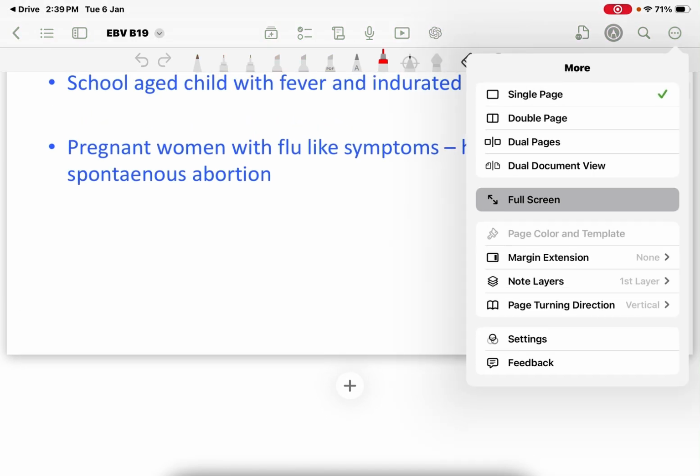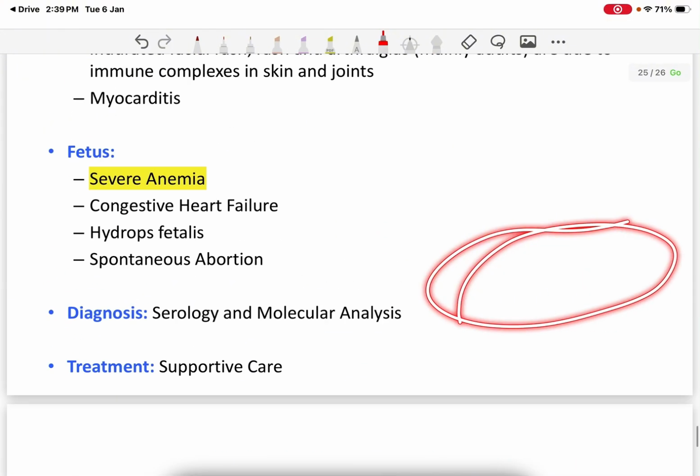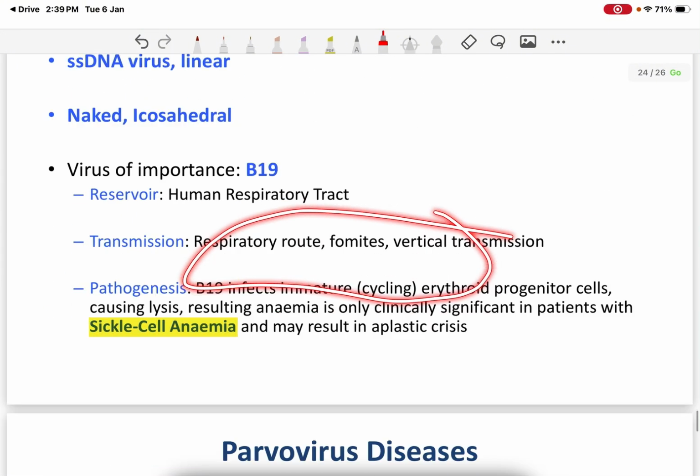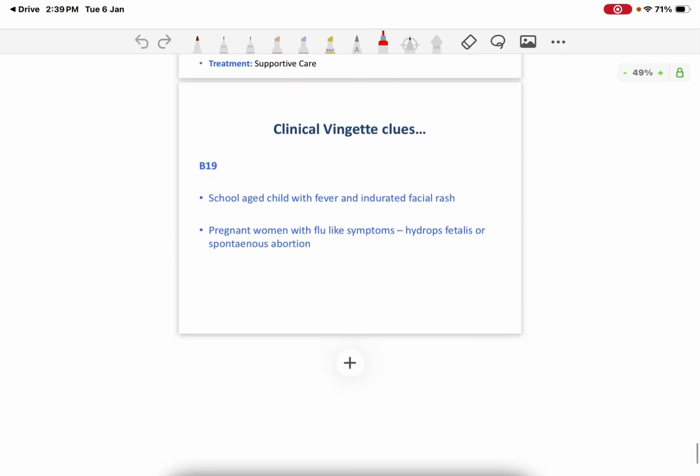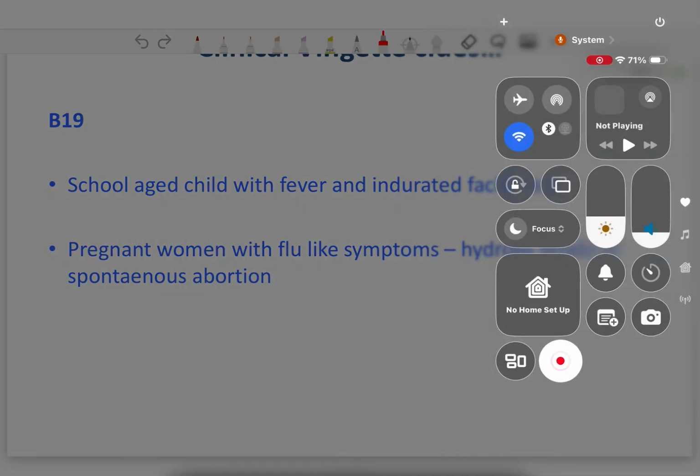Okay? And with this we conclude our microbiology part. Any questions about Epstein or Parvovirus B19? Okay.